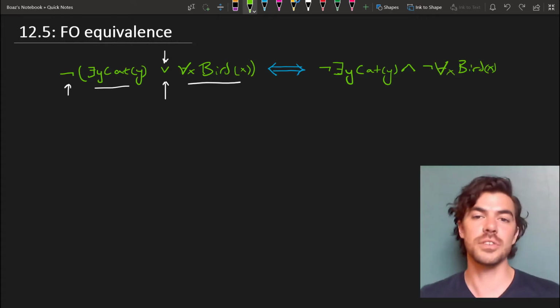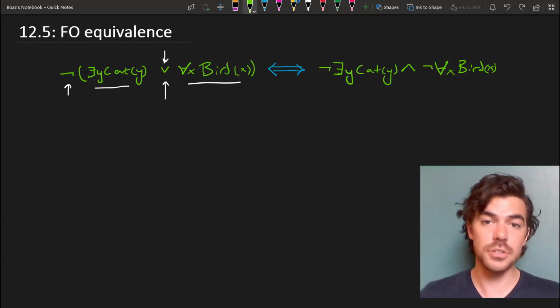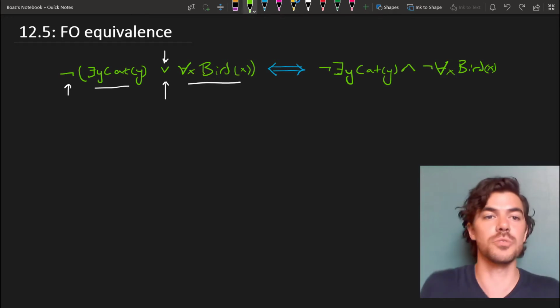So in circumstances in which we have operators outside of the scope of a quantificational sign, we are entitled to treat those operators as just operating on something like atomic sentences, and so ordinary De Morgan's rules apply.